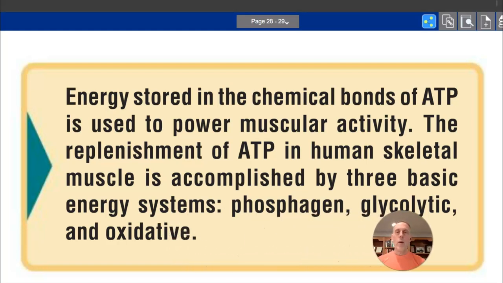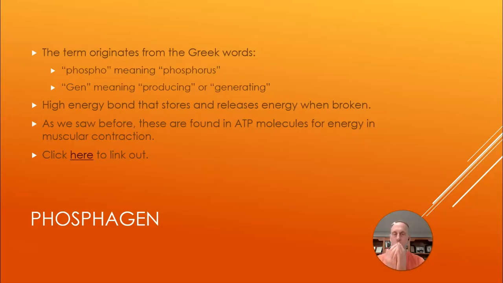Energy is stored in the chemical bonds of ATP. It's used to power muscular activity. The replenishment of ATP in human skeletal muscle is accomplished by 3 basic energy systems: a phosphagen, glycolytic, and oxidative. For this presentation, we're talking about the phosphagen system. The term itself comes from Greek etymology. It's phospho, meaning phosphorus, and then gen, meaning producing, generating, like Genesis, if you will. And then you have a high energy bond that stores and releases energy when broken.